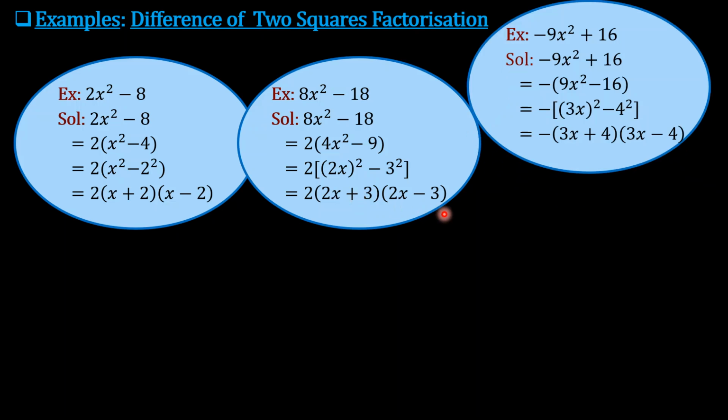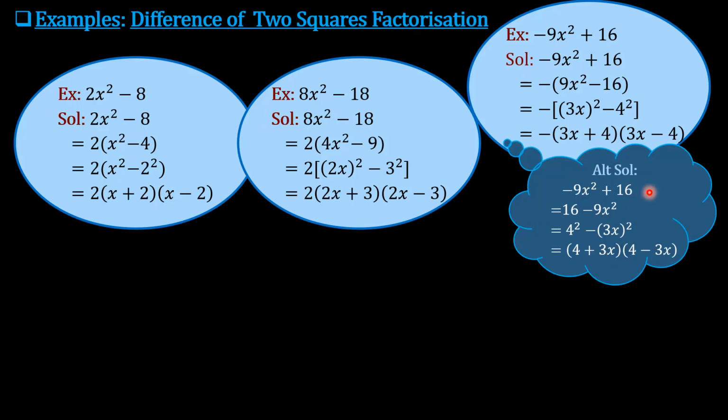Minus 9x square plus 16, we take a minus 1 common here, so this becomes 9x square minus 16 after taking minus as a common factor out. So 9x square becomes 3x whole square minus 4 square, so 3x plus 4 times 3x minus 4.